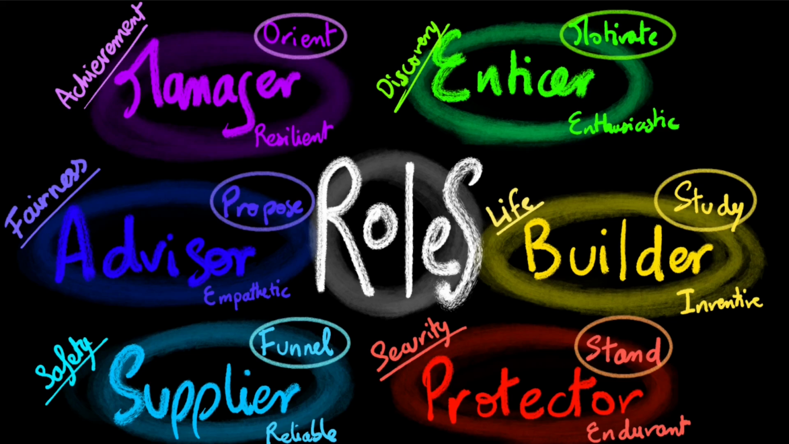The protector stands for the team. She is the most endurant member. Her main motivation is security. The supplier funnels resources to the team. She is the most reliable member. Her main motivation is safety, which is different from security. But here, the motivations are so similar that the supplier and protector roles become highly synergic.